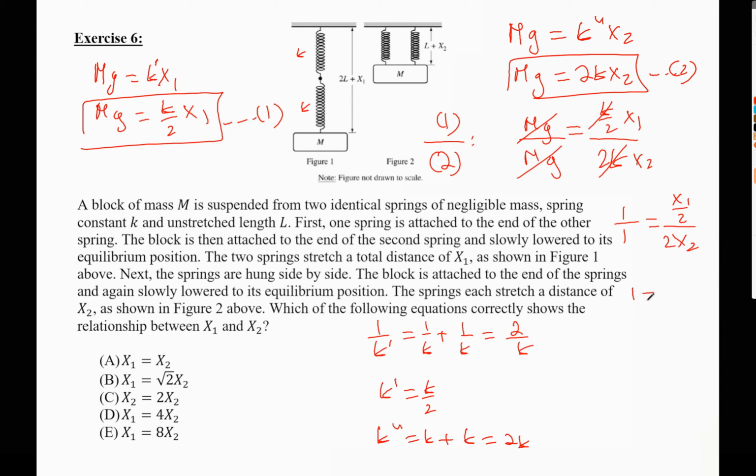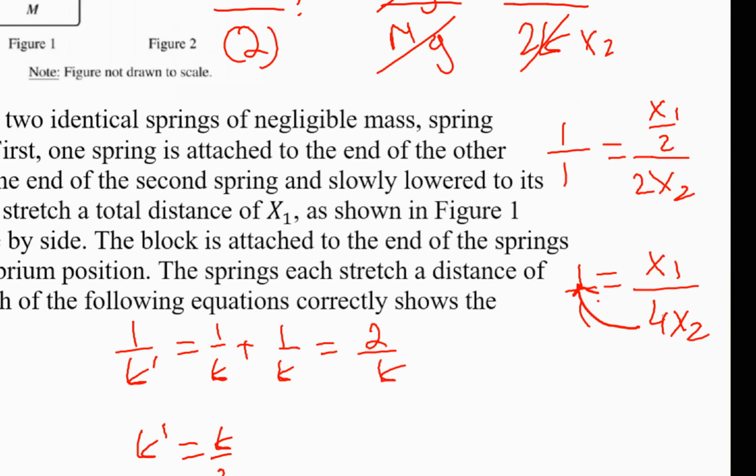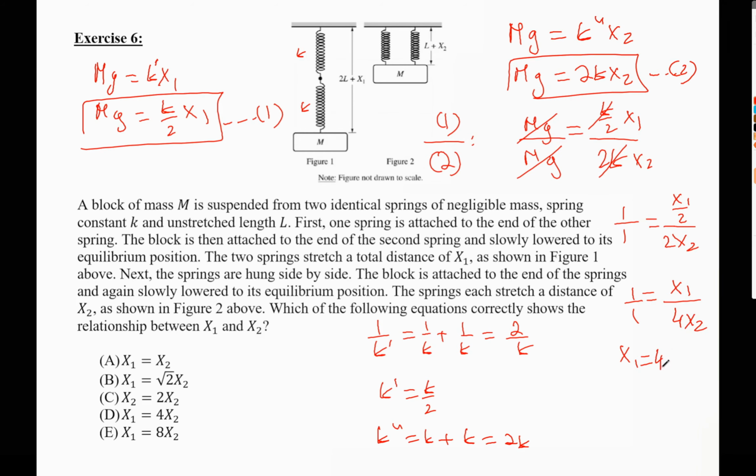Then that would be 1 is equal to x1 over 4x2, taking 4 up, which means x1 is equal to 4x2, making D the correct answer.